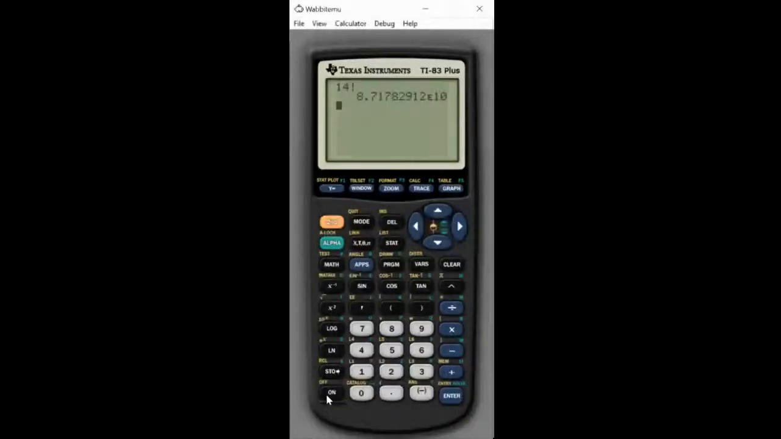And let's see. Okay, it should be coming up now, so let me clear this out. So again, I'm going to do the same thing. I'm going to go 8. Then I'm going to use the math button. I'm going to scroll over to the PRB, right? I'm going to go down to number 4 because that's where my exclamation point or my factorial is, right? So I'm going to hit enter again. And this number is not so big. It's 40,320.